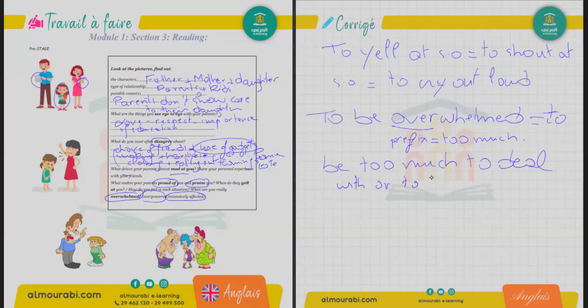or to bear. What do we mean by bear? Bearing a situation, supporter la situation. If it's an unbearable situation, meaning insupportable, donc you will become overwhelmed. It's too much on you to deal with or to bear. All right? You become overpowered.